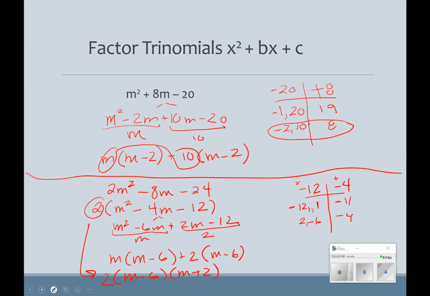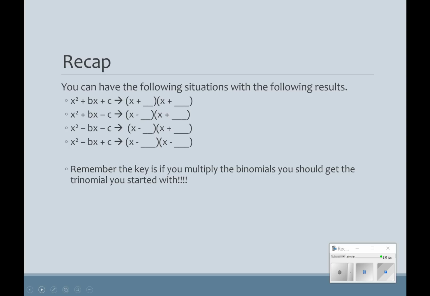All right, so basically when you are factoring, these are the 4 different situations that we can have. Everything's positive, so everything has an x to start in these cases. The signs are what's going to be important. If everything's positive, I'm going to have positives adding in my 2 binomials. If my last term is negative and my b is positive, I'm going to have 1 negative, 1 positive, 1 adding, 1 subtracting.